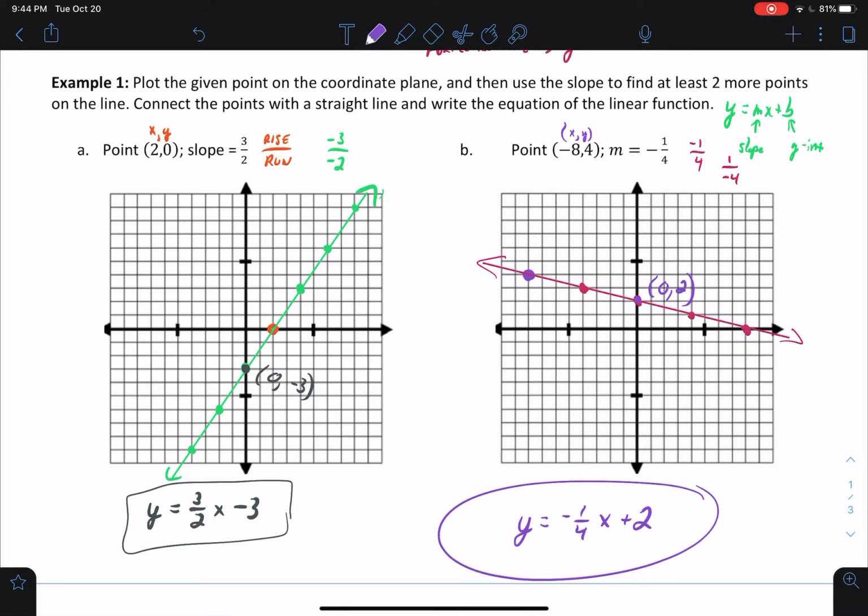So that's this idea of slope, a rise over run. We start at a point and we apply that slope to get more points. That way we can graph a nice straight line and write the equation. In the next video, we will talk about how to calculate slope. How can we actually use a formula to calculate slope?